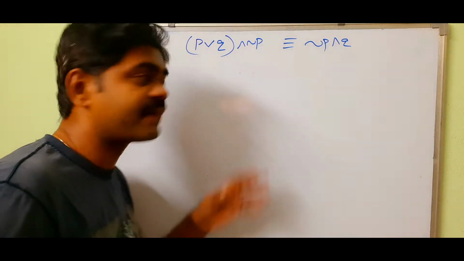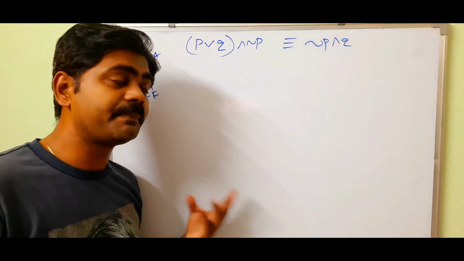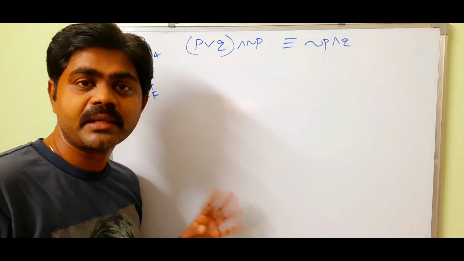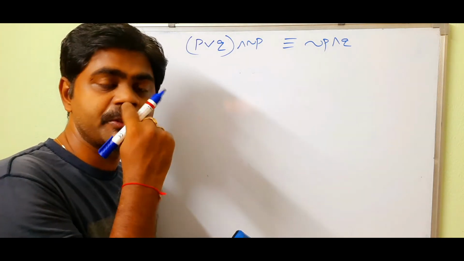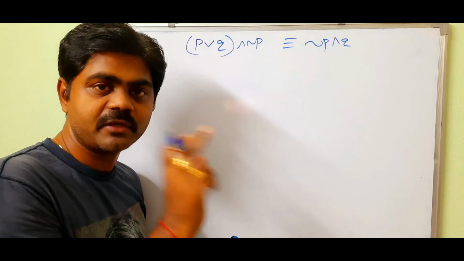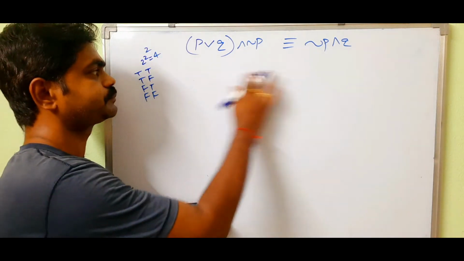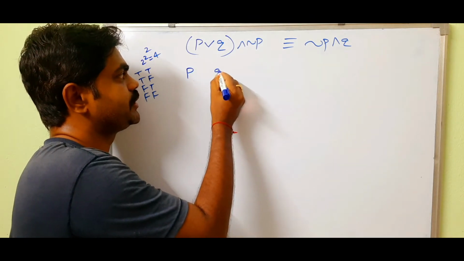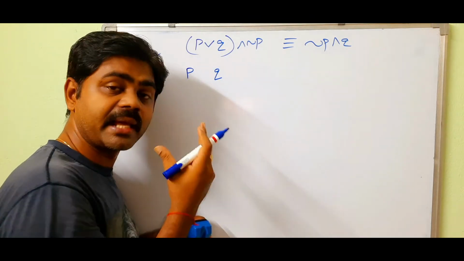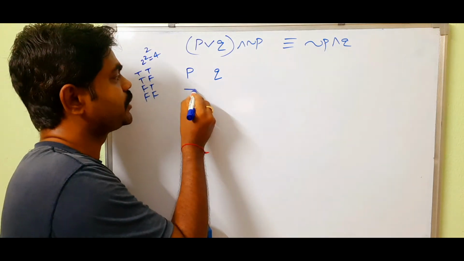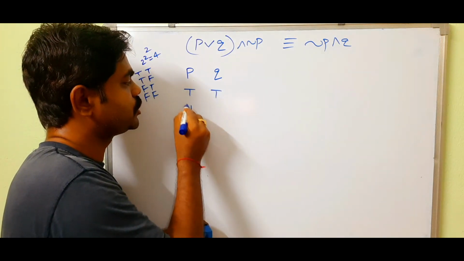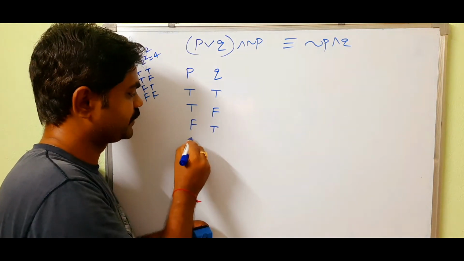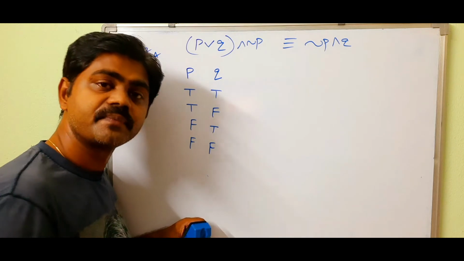If we had R also here, then P, Q, R would be 3 in total, so 2 power 3 would give 8 truth values. But here we have only P and Q, so we should use only 2 power 2, that is 4 truth values. Now let's write our truth table here. P, Q. We will have 4 truth values: true true, true false, false true, false false.